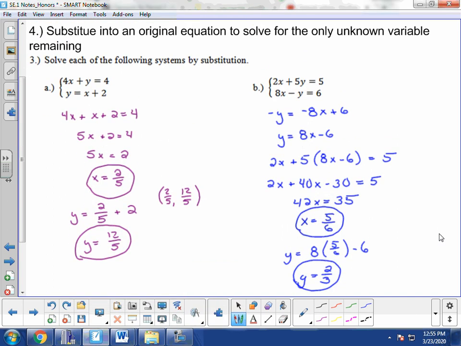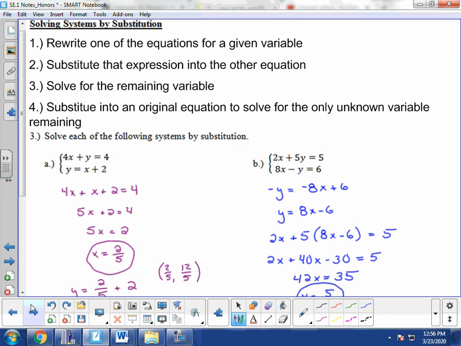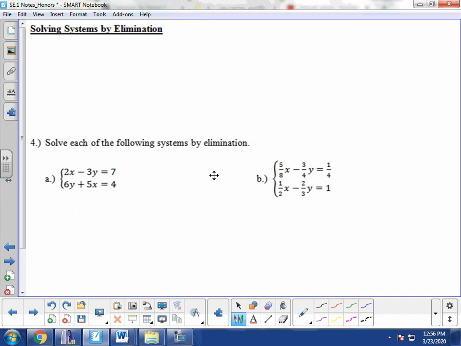When we solve systems of equations, we do want answers for both of the two variables. So in order to solve using substitution, we want to rewrite one of the equations in terms of a variable, it doesn't matter which one, and substitute that expression into the other equation. That allows us to solve for a variable, and then substitute again to solve for the remaining one.